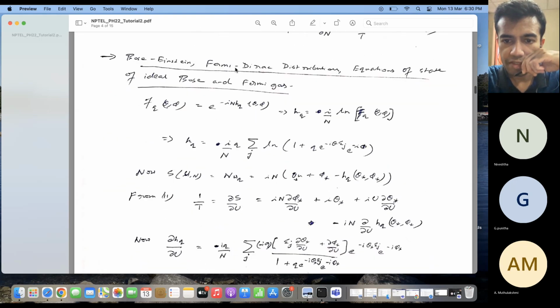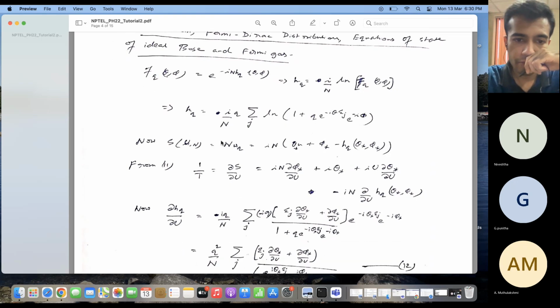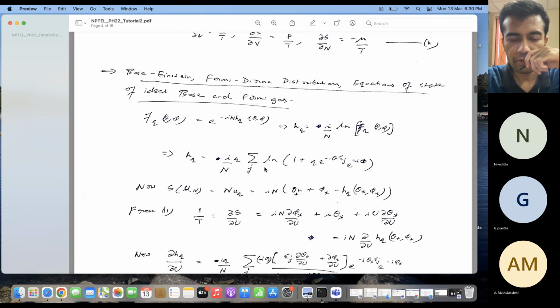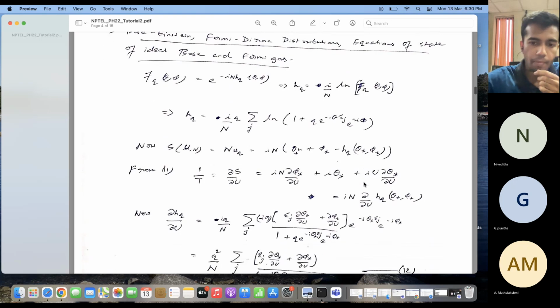So that is what I've written over here, I_q by n summation over j of the log of this quantity. Now since s of u comma n is equal to n W_q, and W_q can be written, as you saw earlier, evaluated at this saddle point, this is equal to I n theta star U plus phi star minus H_q evaluated at theta star phi star.